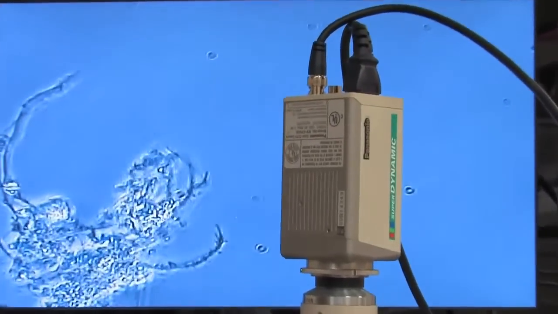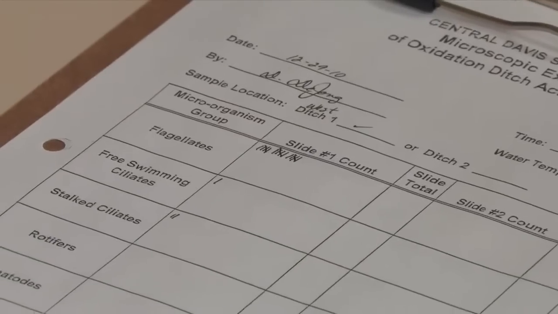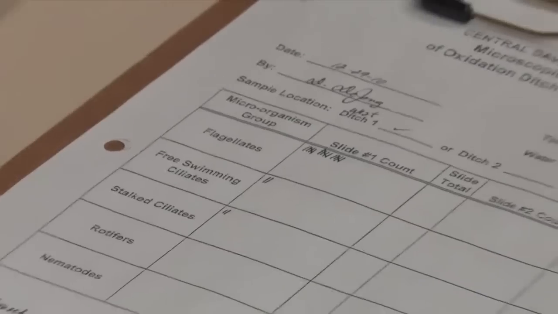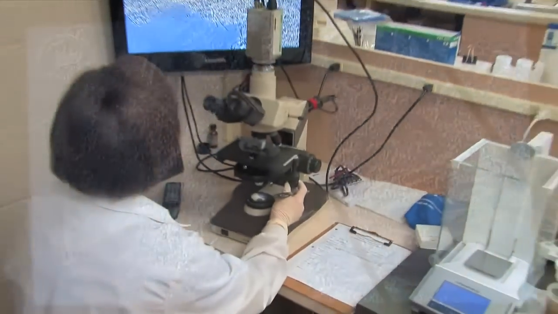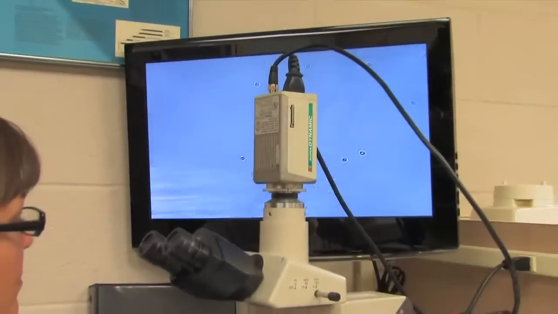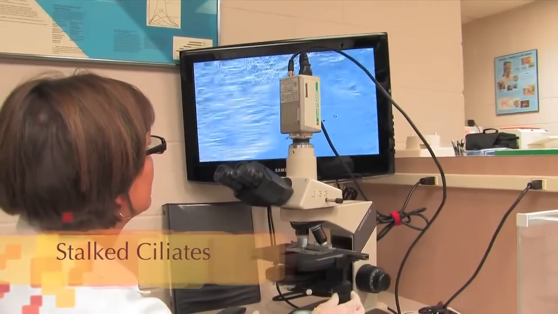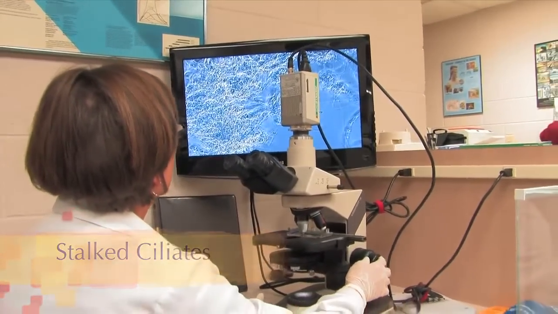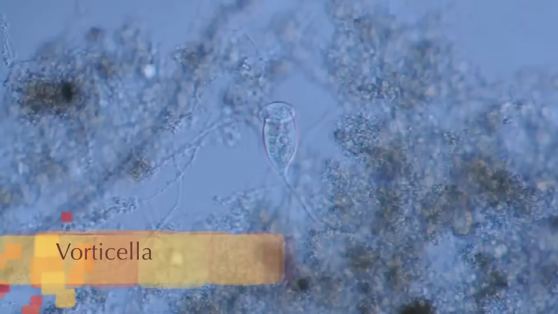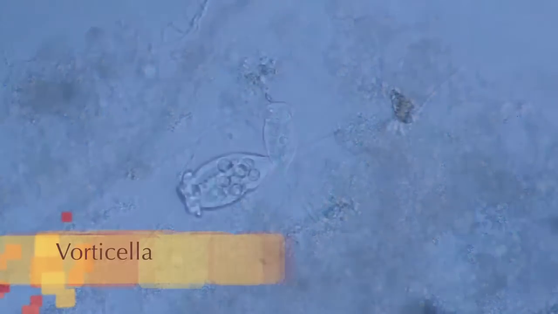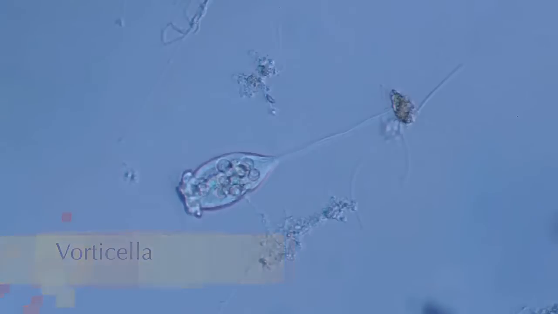So who are these guys? Let me make a note here that some of these guys will vary from process to process, so you'll have to get to know your own population. Let's take a look at a family called stalk ciliates first. Here we have a couple varieties that we're going to talk about. First is Vorticella. These guys attach onto a flock of bacteria and have a retractable tail. They can be pretty quick.